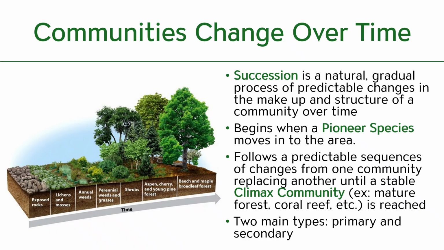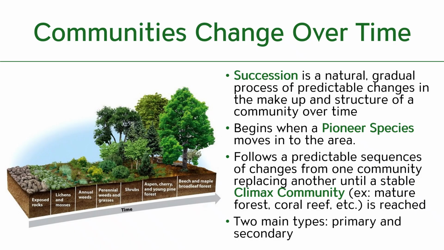So that was a brief look into population ecology, and we're going to switch over really quick to community ecology. Primarily, we're going to talk about succession. This is how communities change over time, the natural, gradual process of predictable changes in the makeup and structure of a community. So the type of species, the number of each population of species, etc. A succession event will begin when a pioneer species moves into the area. The pioneer species, just like the pioneers in America, were the first to go west and settle. They're the first to come into an area.